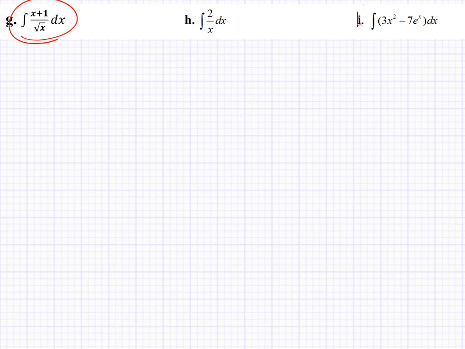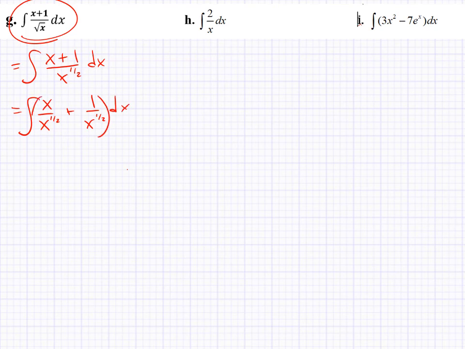Well, what I'm going to do is not actually integrate a quotient. I'm going to rewrite this function a little bit. So first thing I'm going to do is write this as x plus 1 over x to the 1/2 dx. Then I'm going to do a trick that we've used for derivatives as well, where I'm going to say x over x to the 1/2 plus 1 over x to the 1/2. Split that numerator apart. Then I'm going to simplify each fraction. So x over x to the 1/2 is x to the 1/2. And this one I'm going to bring up and write as x to the minus 1/2.